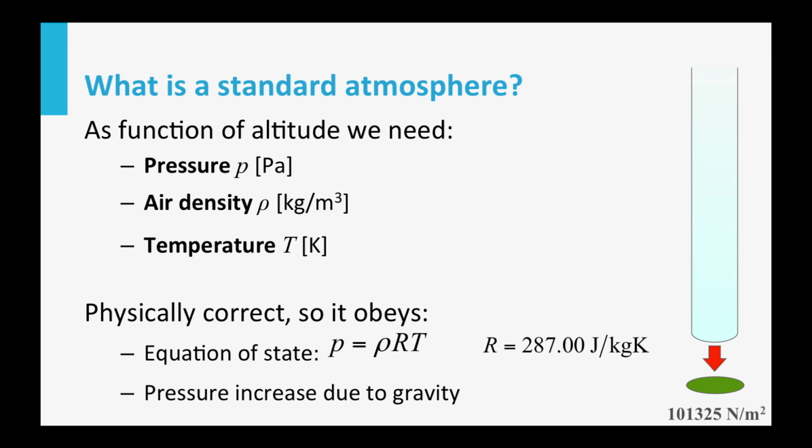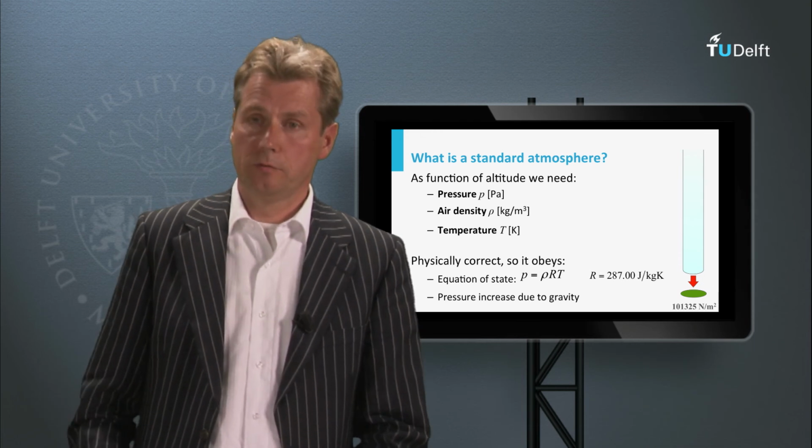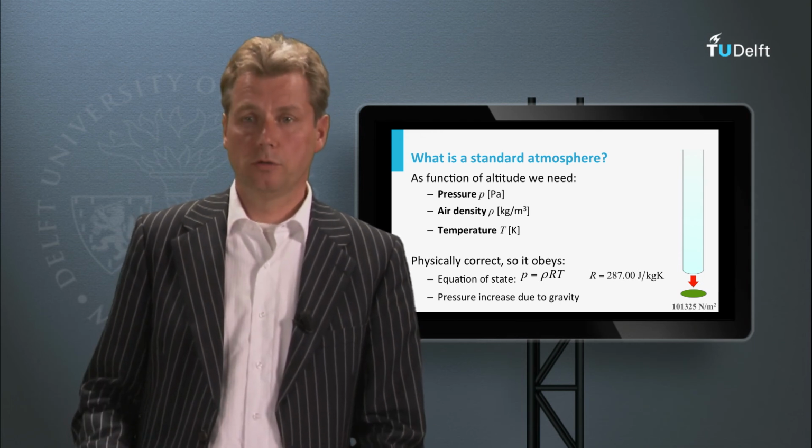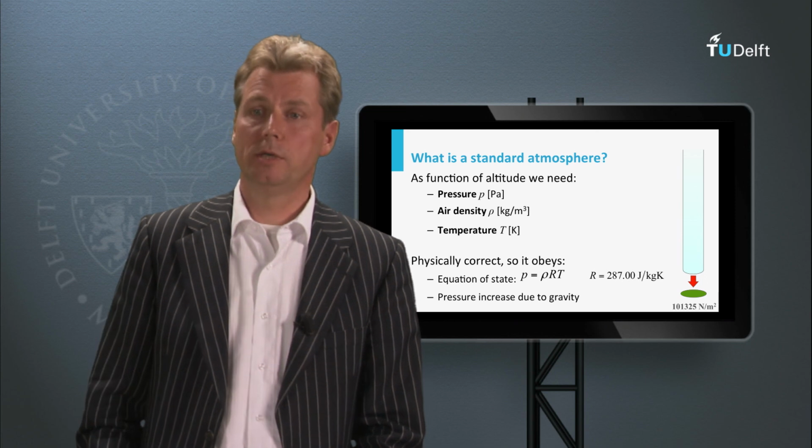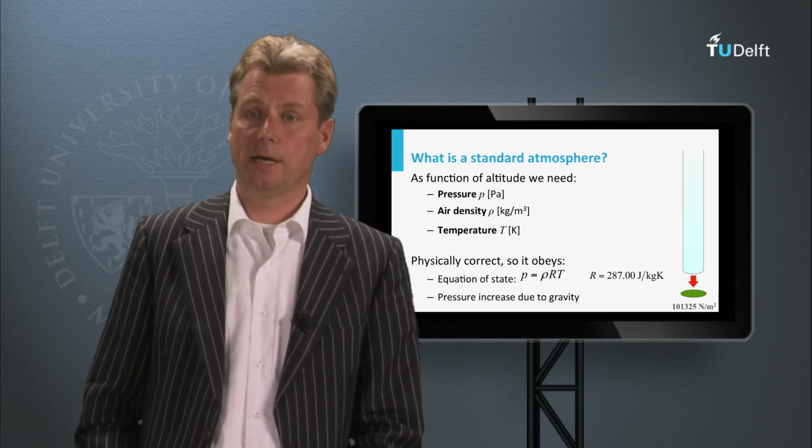We cannot freely choose these parameters. We have some limitations. We want to make sure that our model atmosphere, our reference atmosphere, is physically correct. So it needs to obey the previously derived equation of state, our gas law, so to speak. So P is rho times R times T, a law which we have to use. We still need more laws to really define this, and therefore we also need to derive how our pressure will increase due to the gravity when you get higher.